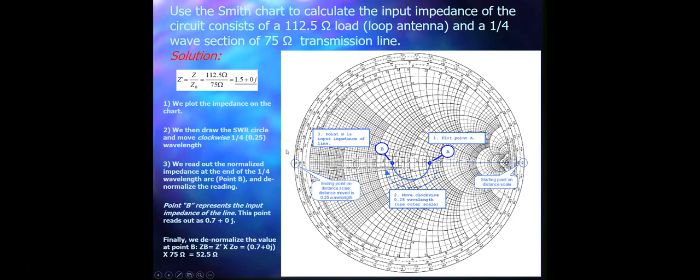You can also calculate the admittance using the Smith chart, and that will be a research topic for you.